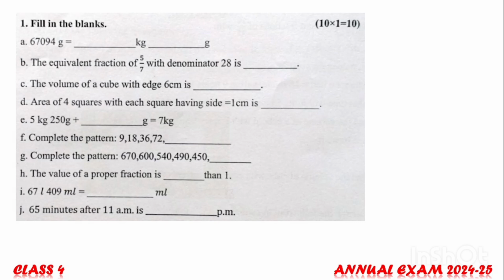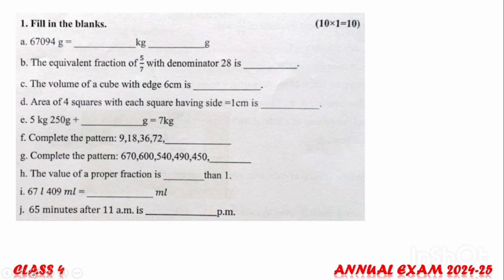So first, question number 1. Take pen and paper and start with me. First, question A: 67094 gram equals dash kg and dash gram. Okay, so how to solve?